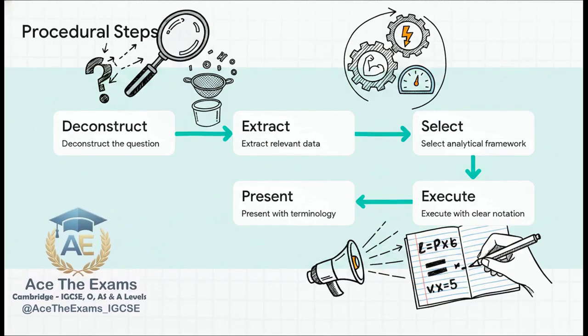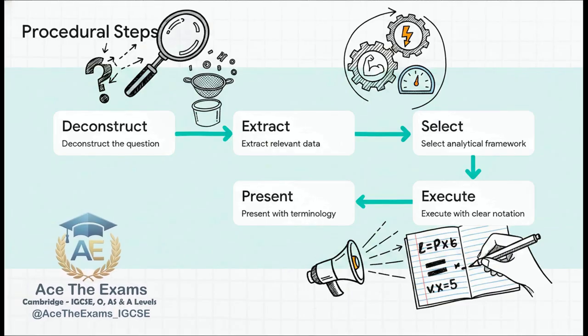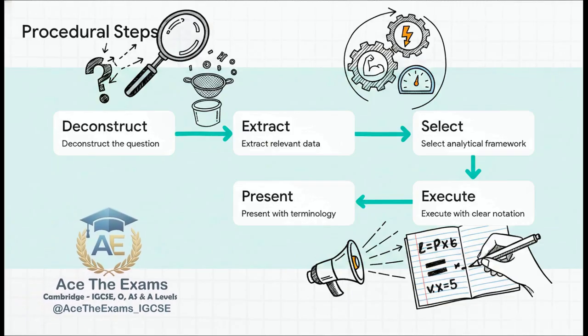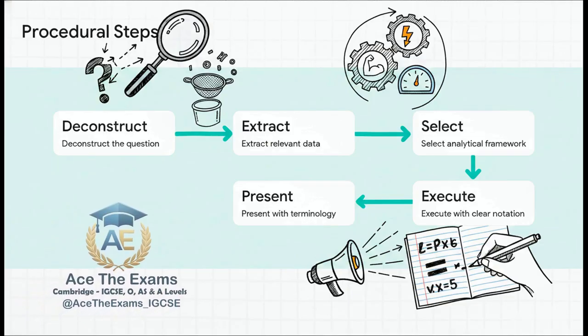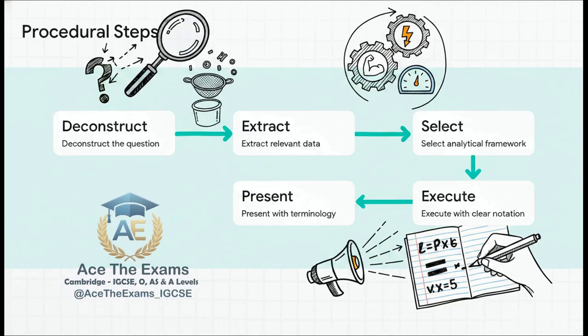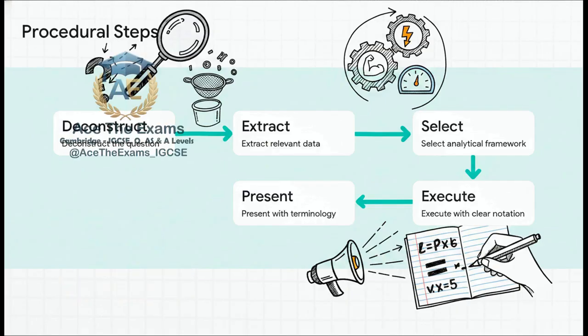To lock in those marks, you need a tight 5-step procedural framework. Number 1, deconstruct the examination question. 2, extract the relevant data. 3, select your analytical framework, which here means your energy, work, and power principles. 4, execute with super clear mathematical notation. And 5, present your final answer using the exact correct terminology.